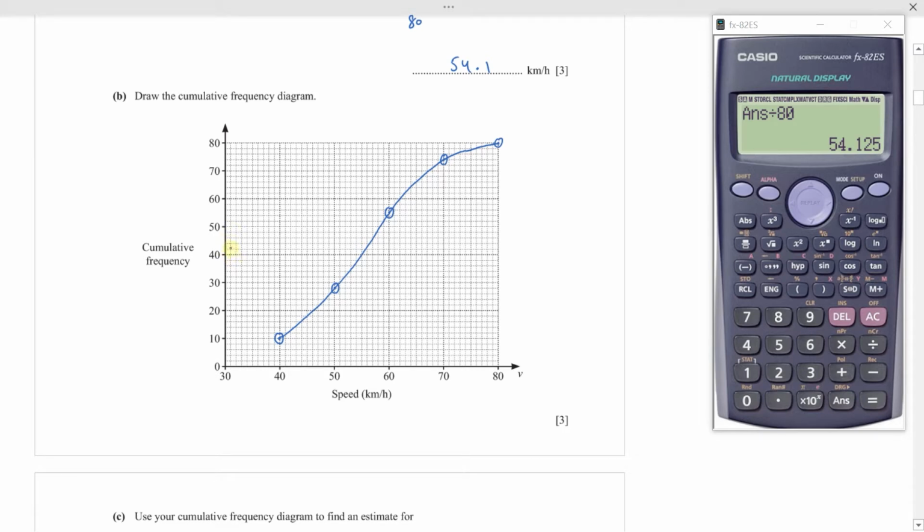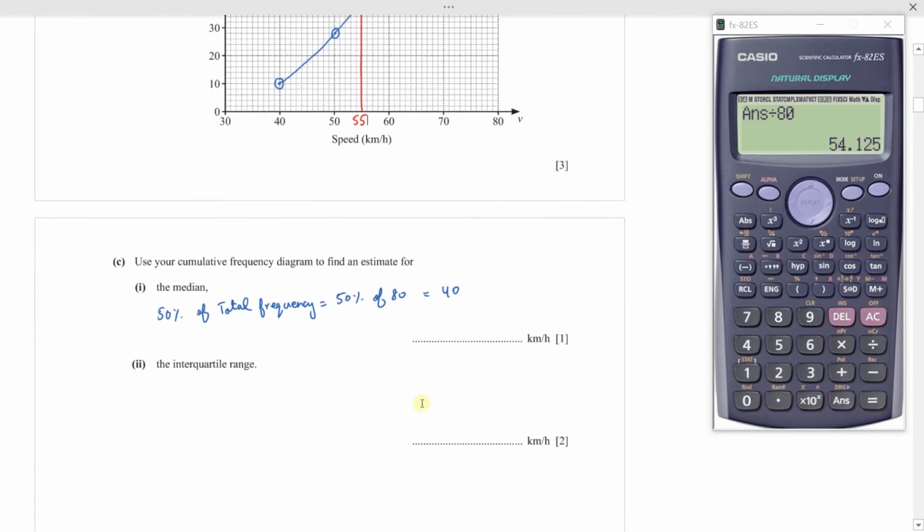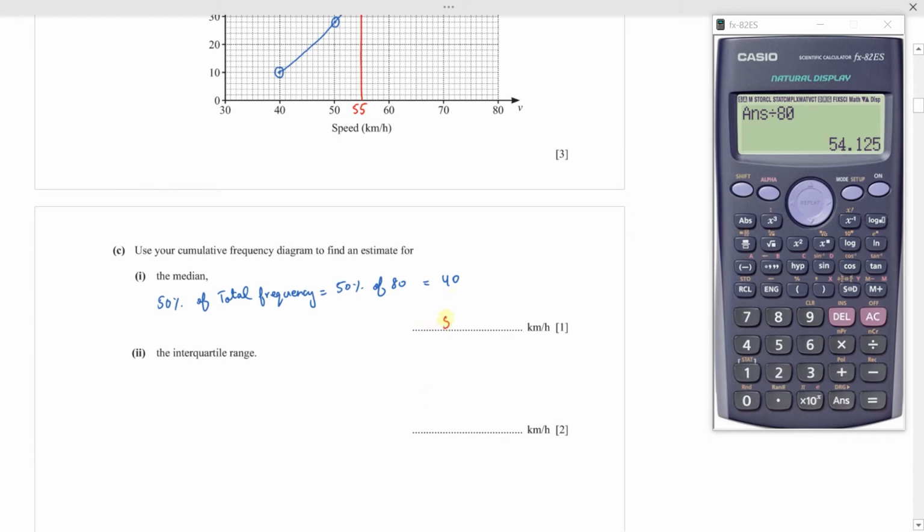So let me draw a line here and see where it intersects the curve. So it intersects at this point, and then I need to read the speed value at this point. So the speed value here is 55. So my median is 55 kilometers per hour.